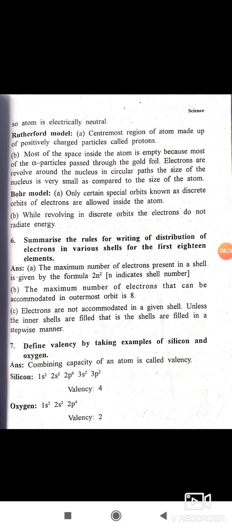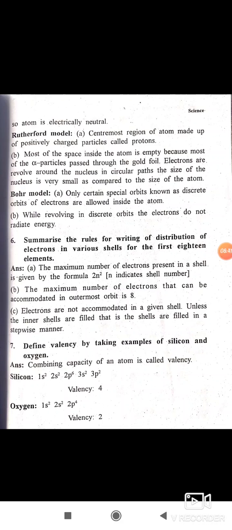So Bohr's model. Only certain special orbits known as discrete orbits of electrons are allowed inside the atom. While revolving in discrete orbits, the electrons do not radiate energy.